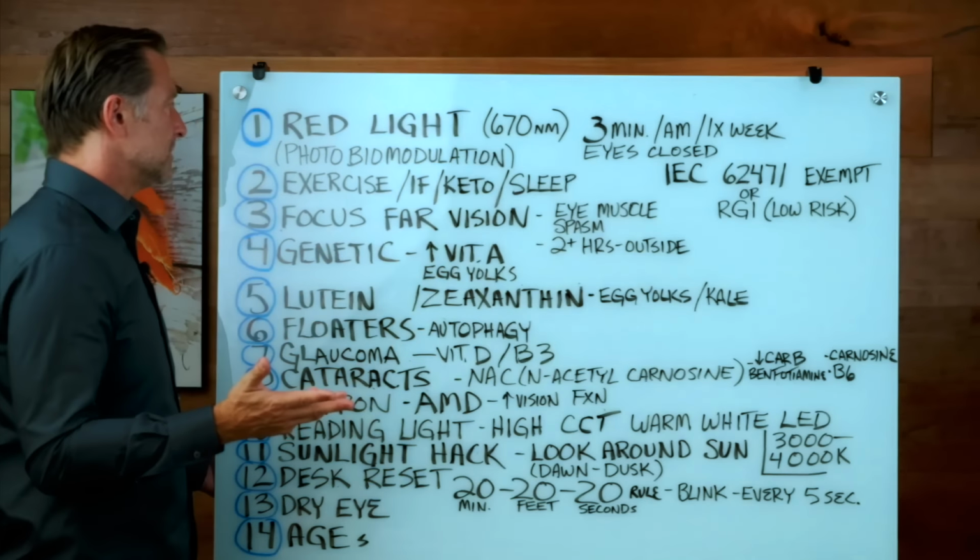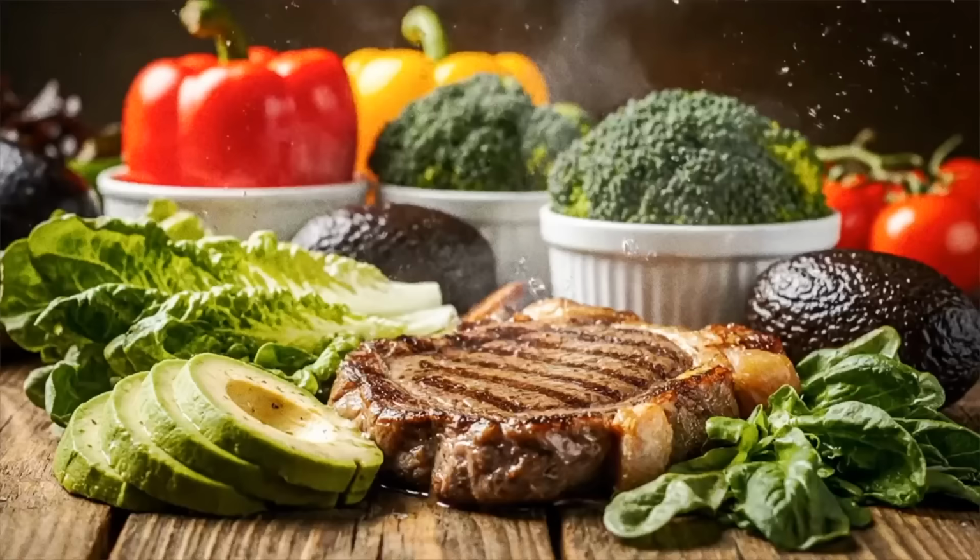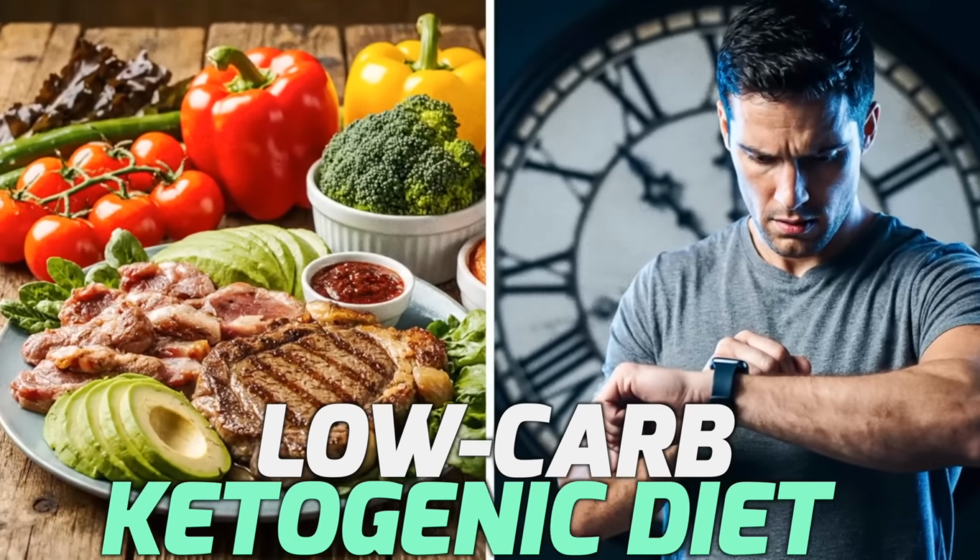What is the opposite of diabetes? Having a low blood sugar and running your body on ketones. So you want to do a low carb ketogenic diet with intermittent fasting with a lot of sleep.